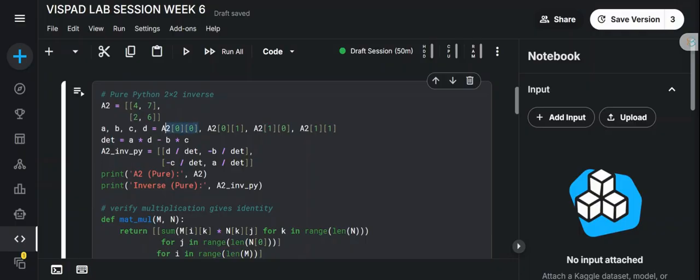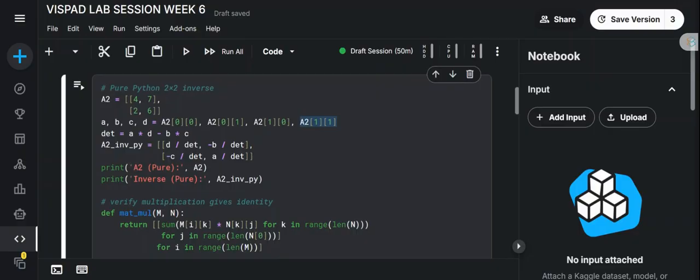So we extract 4. This is the index for extracting 4 from inside matrix A2, and this is the index for extracting 2 from matrix A2, and this is the index for extracting 7 from the matrix, and then extracting 6 from the matrix. We extract all those elements from inside the matrix and store them inside variables, right?